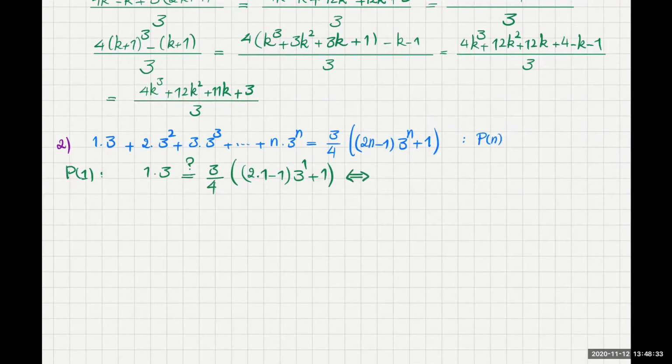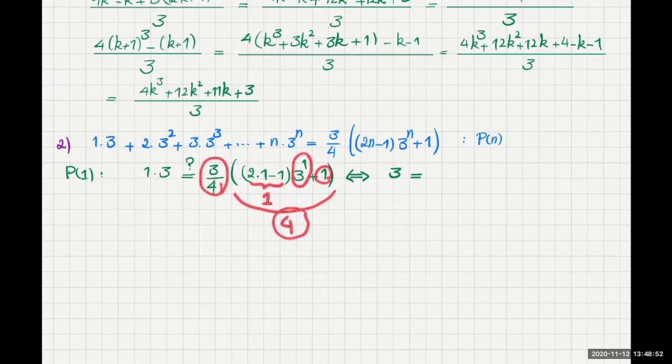But let us simplify. The left-hand side, 1 times 3, is nothing except 3. But let us calculate this. 2 times 1 minus 1 is 1, times 3 is 3, plus 1 is 4. So the whole bracket is 4. So it becomes 3/4 multiplied by 4. 3/4 times 4 is just 3. So this implies that 3 equals 3, which is a true statement.